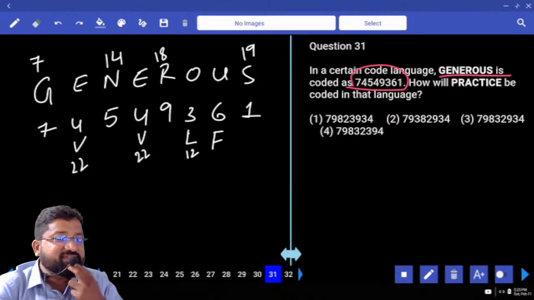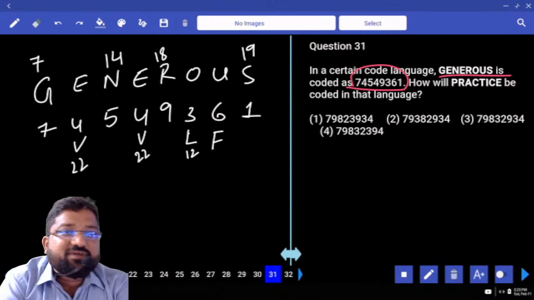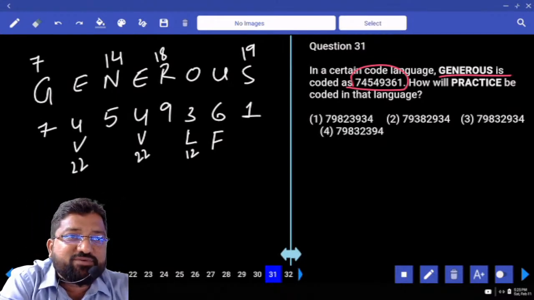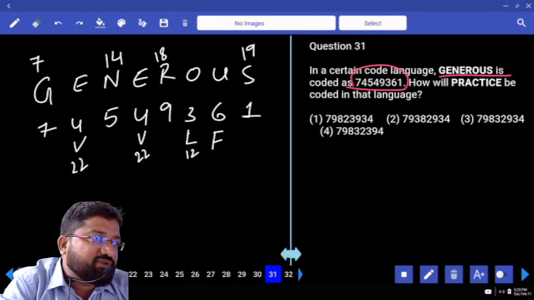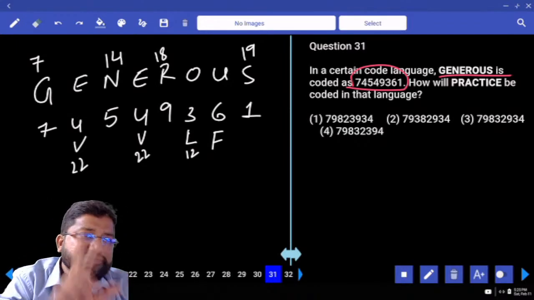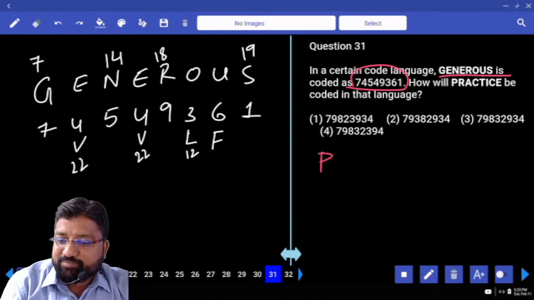For vowels, go for the opposite letter and sum the place values. For consonants, take the place value, and if the place value of the letter is in 2 digits, then add those 2 digits. Did everyone understand? Now what should I do? Practice.